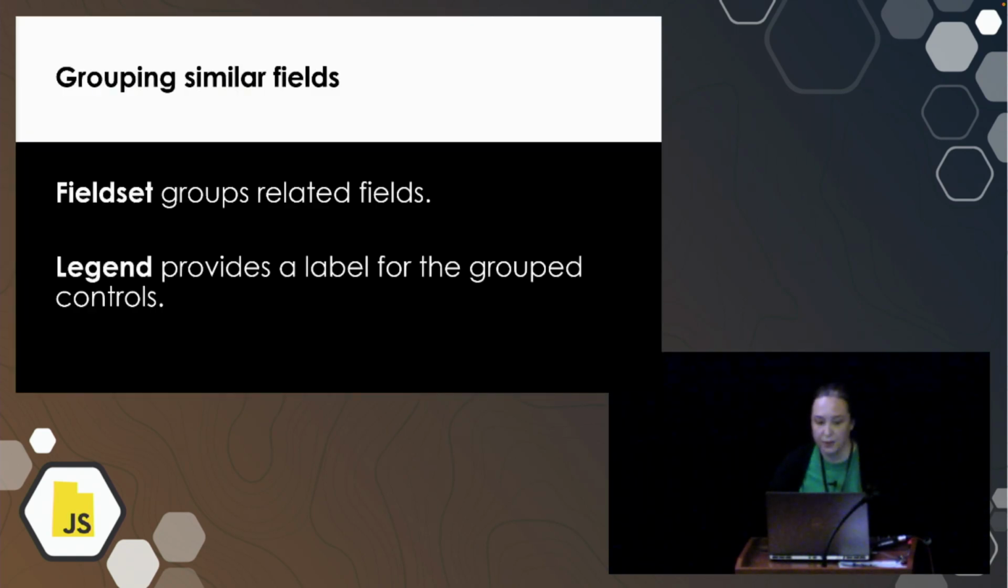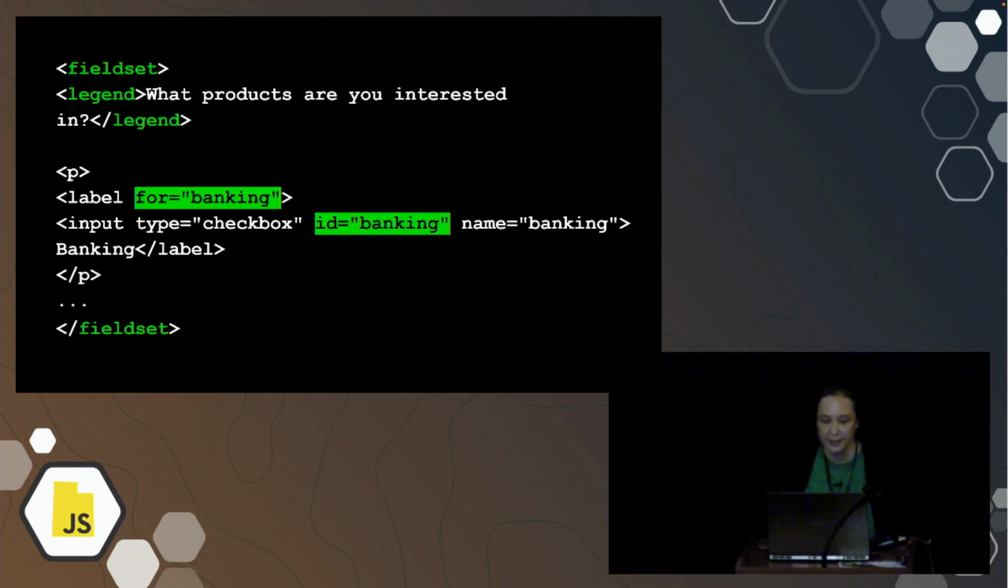Lastly, I just want to talk about grouping similar fields. It's really important that if you do have groups of radio buttons and checkboxes, that you're giving them a semantic group name. So we use a fieldset for that. Fieldsets will group related fields, and legends provide a label for that grouped control. And this is what that HTML looks like. We've got a fieldset, we have a legend, what products are you interested in? And then there are several checkboxes that we'll see in the video.